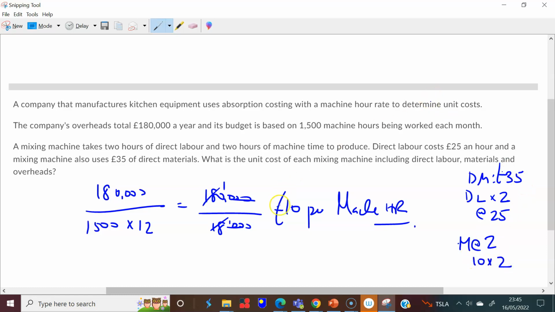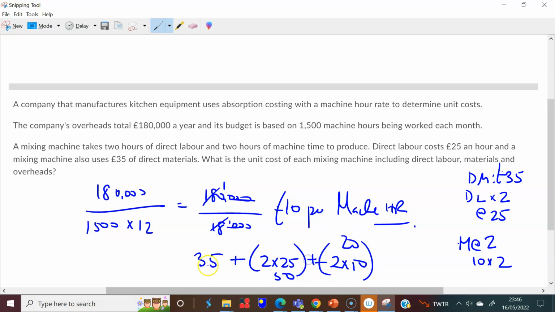So what do we have now? We have a total of 35 plus 2 times 25 plus 2 times 10, yes? So this is 50, this is 20. So 35 plus 50 is 85. 85 plus 20 is £105. So the total cost of a unit would be £105. Good, and that's that one.